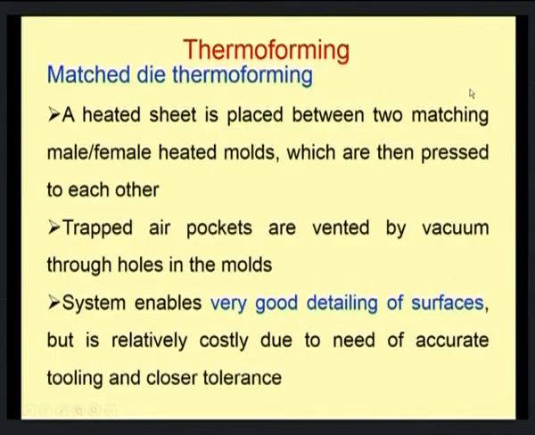In matched die thermoforming, as usual, a heated sheet is placed between two matching male and female molds, which are also heated to the temperature at which the plastic sheet is going to soften. And in the next step, they are pressed together, and you also have vents that will release all the trapped air packets by vacuum through holes in the molds. Unless you remove these air packets, this will greatly reduce the impact property of the product.